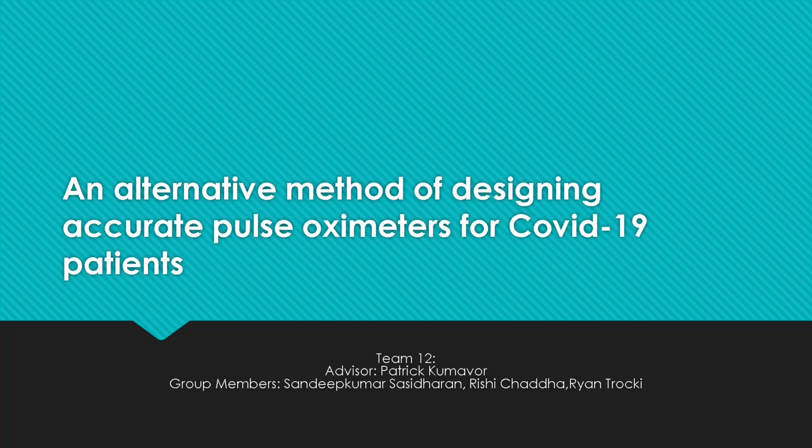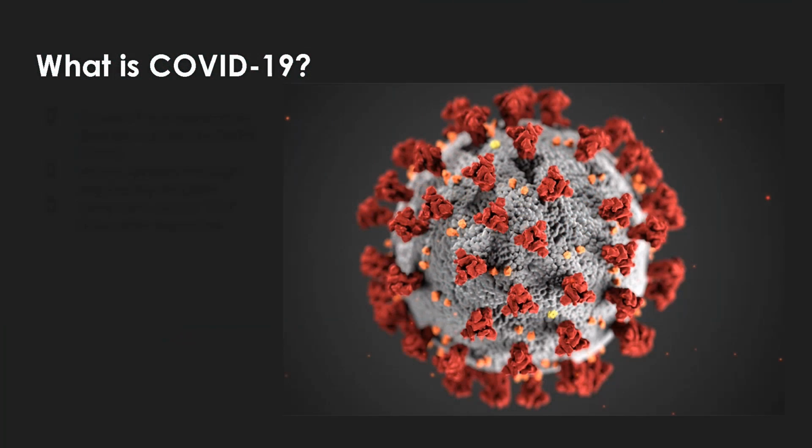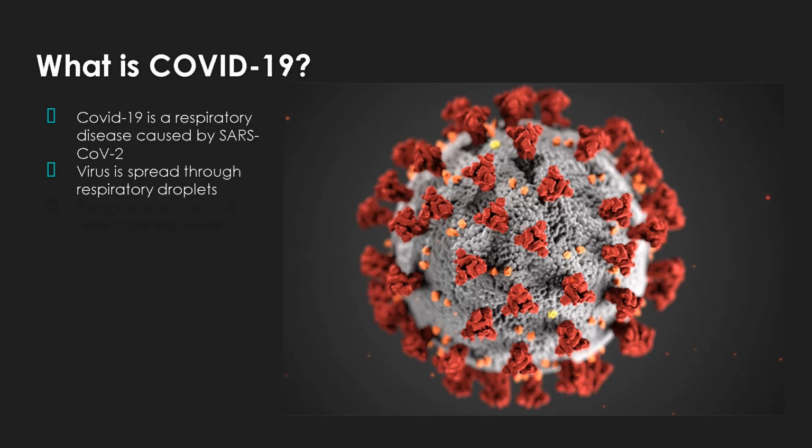Hello, we are Senior Design Team 12, and our project title is An Alternative Method of Designing Accurate Pulse Oximeters for COVID-19 Patients. COVID is a respiratory disease caused by SARS-CoV-2. The virus is spread through respiratory droplets, and the symptoms occur 2 to 14 days after exposure.